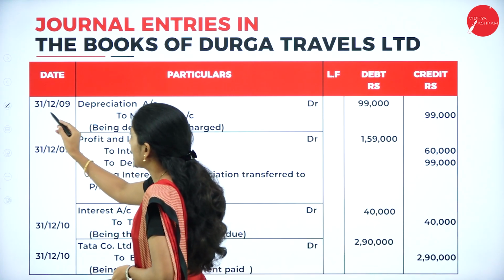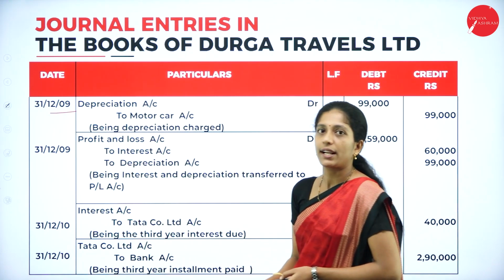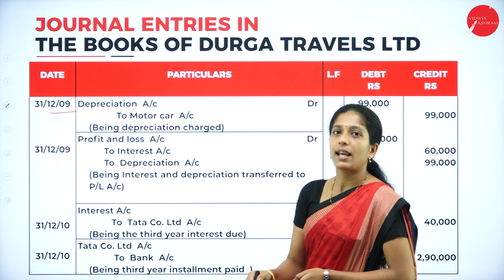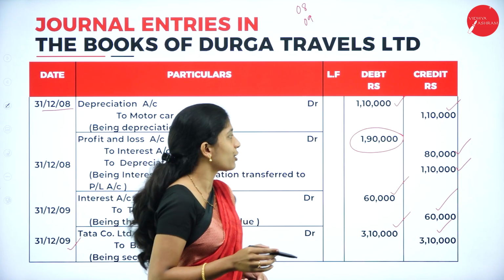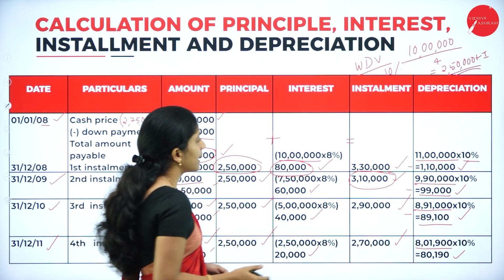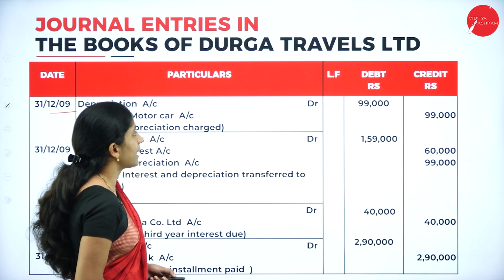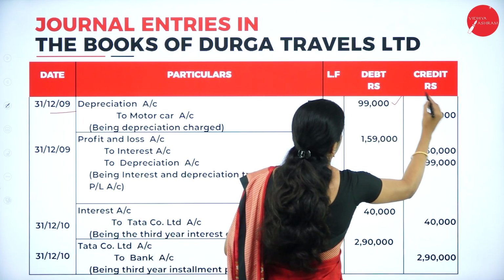Now next entry is for depreciation charge. That is at the end of the second year. Depreciation account debit to motor car account being depreciation charge. Now go through the table and see what is the depreciation for the second year. So second year depreciation is how much? 99,000. So record that depreciation 99,000.